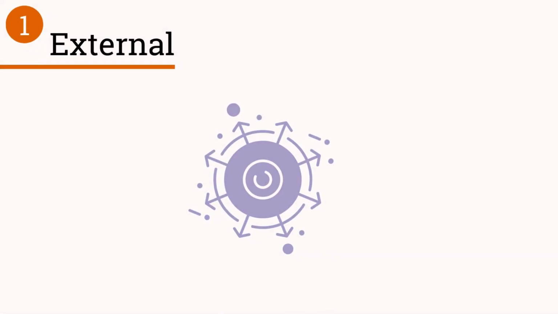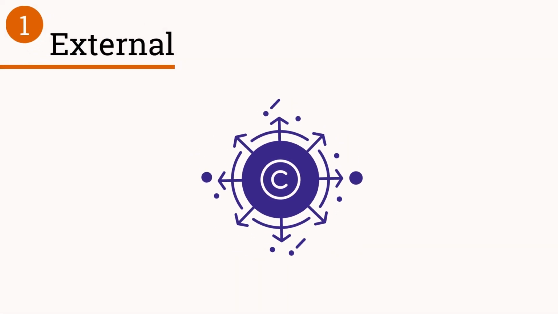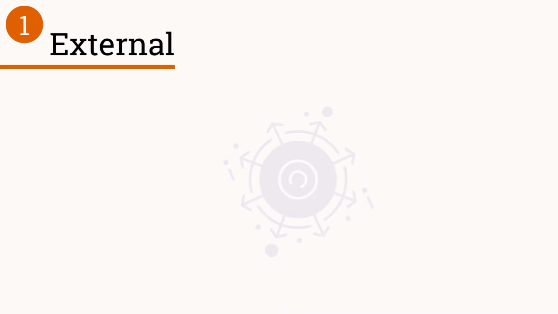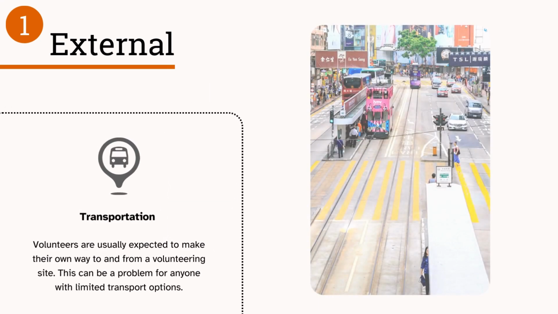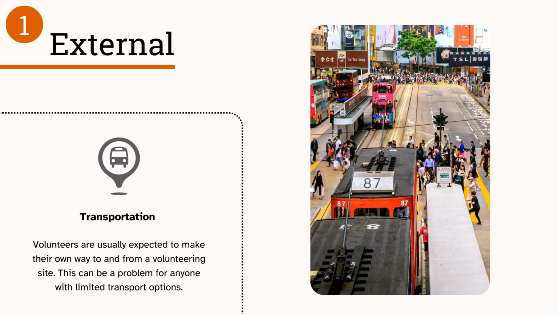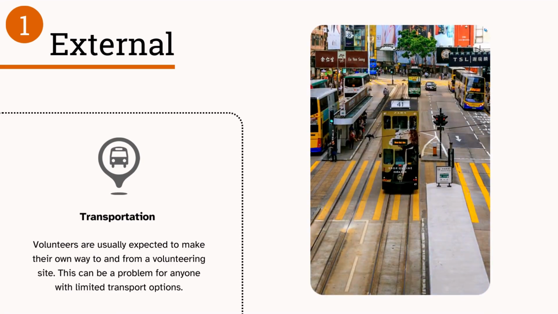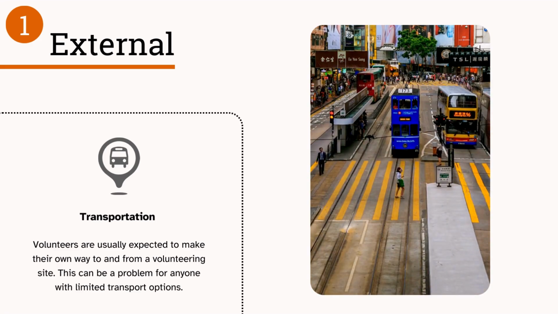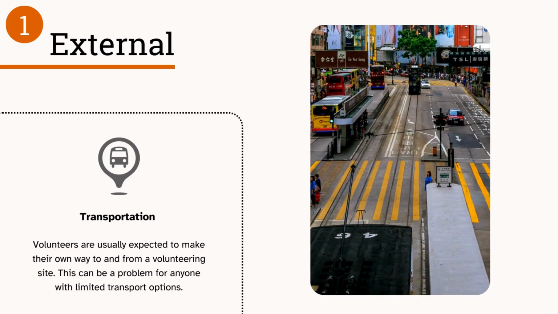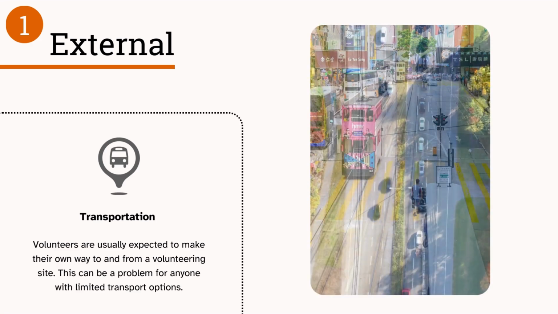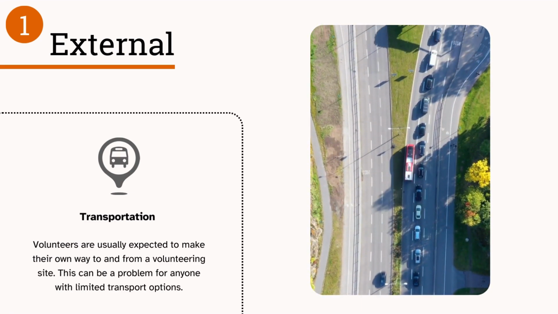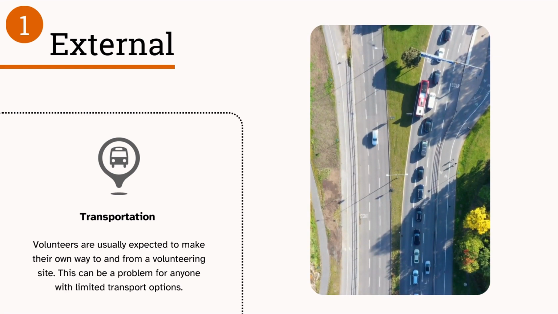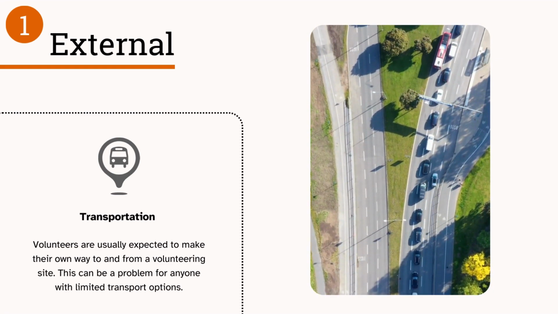External barriers are outside our control, but we can still act to remove or reduce them. For example, transportation. For in-person volunteering, volunteers are usually expected to make their own way to and from the volunteering site. This can be a problem for anyone with limited transport options. Not all volunteers will be able to drive or have access to a car, and accessible public transport isn't available everywhere or may not run at the times it's needed.